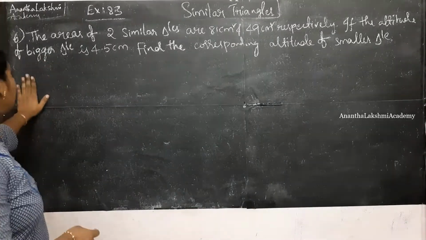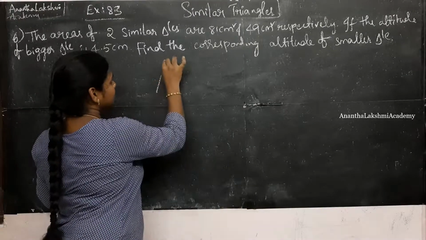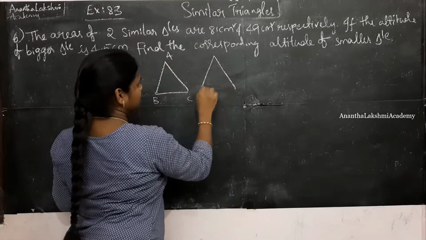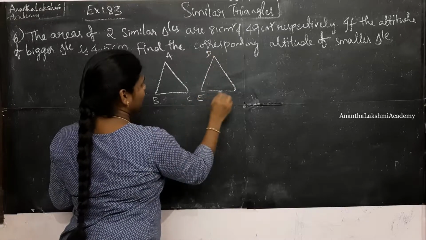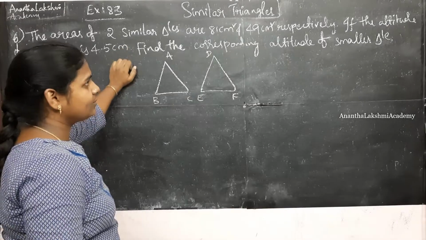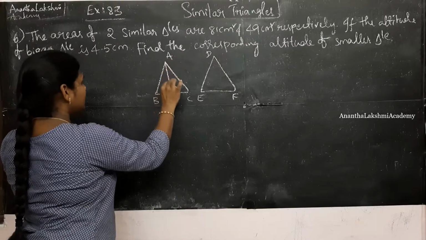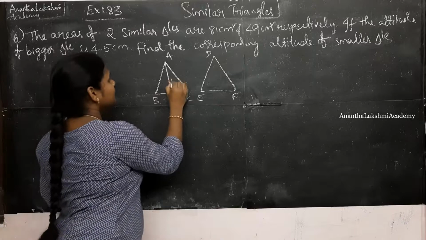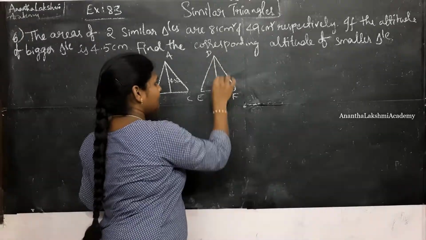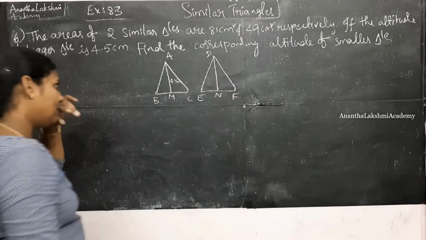Here we have the 6th problem written on the board, wherein the areas of two similar triangles are given. Let us take them as ABC and DEF. One is 81 centimeter square and the other is 49 centimeter square. If the altitude of the bigger triangle, let us consider ABC the bigger triangle, is 4.5 centimeters, find the corresponding altitude of the smaller triangle. If we consider this as M, then we have to figure out DN.